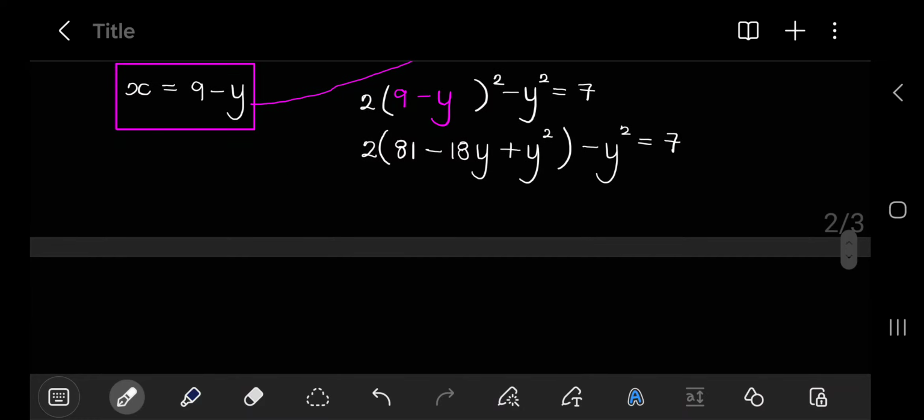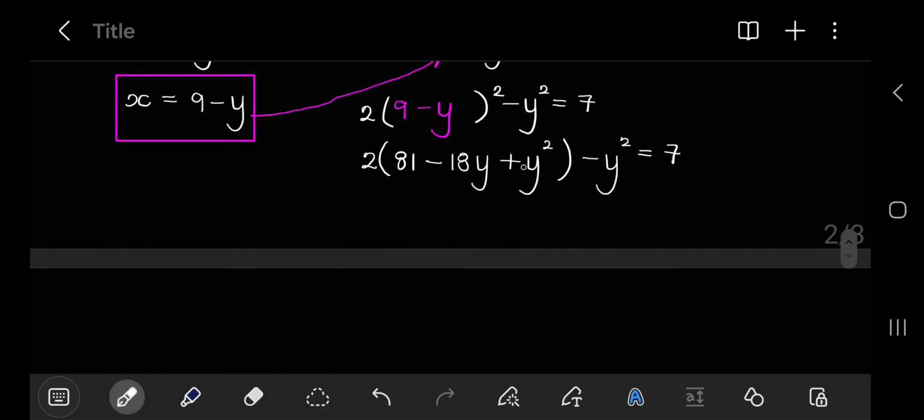Now the next step is for you to take this 2 and multiply it into the bracket with all 3 terms. So we've got 2 times 81, which is 162. 2 times negative 18, which is negative 36y. 2 times positive y squared would be positive 2y squared. And the rest of the equation. Now let's get the like terms.